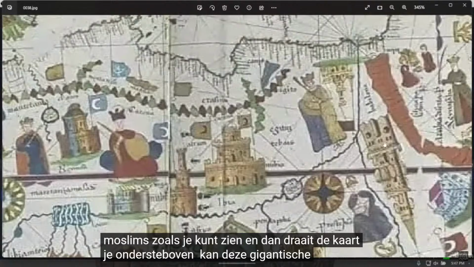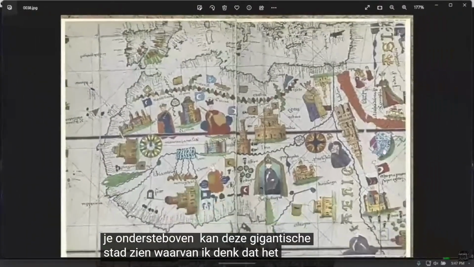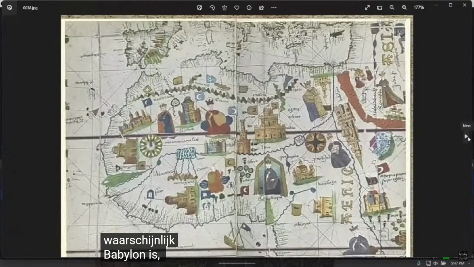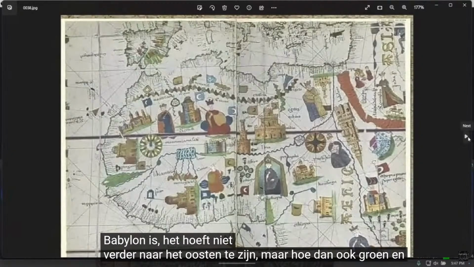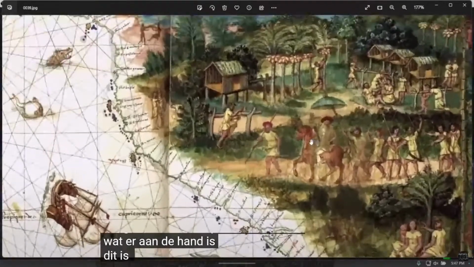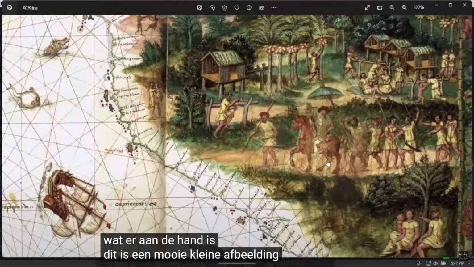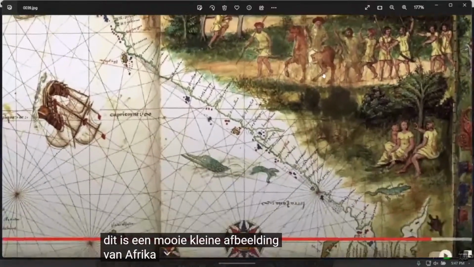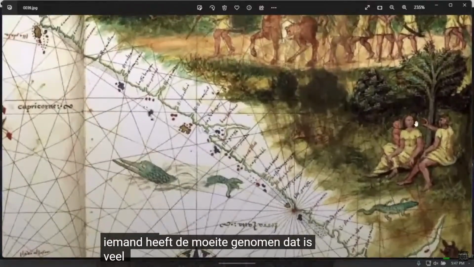And then the map turns upside down. You can see this giant tower, which I'm suggesting is probably maybe Babylon. Well, it's not. It needs to be further east. But anyway, green and pleasant, full of European architecture. What's going on? This is a nice little depiction of Africa. Somebody's gone to the effort. That's much more what you'd expect.